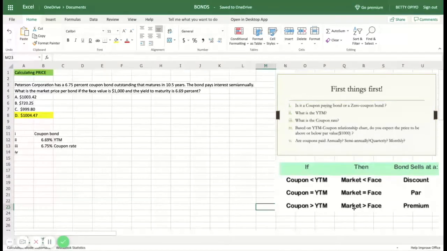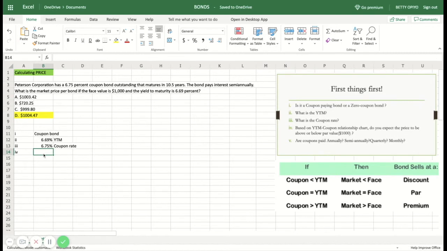So the market price is what we're looking for, but the face value is also the par value, and it's been given here as 1,000 in the question, okay? So we expect that this bond will be selling at a premium, which means that the price of this bond will be greater than the par value, right? If a bond sells at a premium, it means that the price will be greater than 1,000 in this case, because the face value is 1,000 or the par value is given as 1,000, okay?